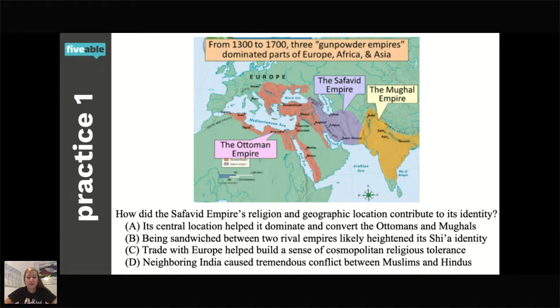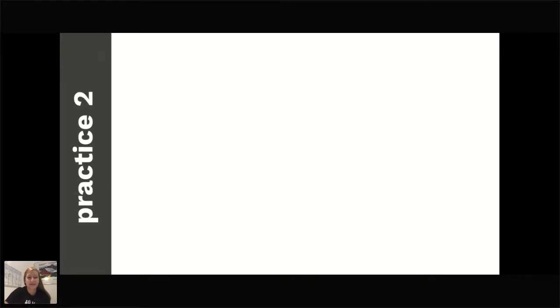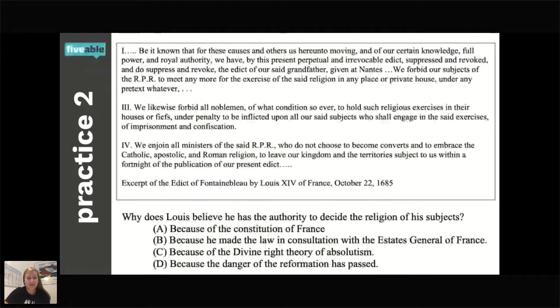Answer to number 1 is B. Being sandwiched between 2 rival empires likely heightened its Shia identity. Next one, we have a big excerpt. I'm going to speed read it. You ready? This is an excerpt from the Edict of Fontainebleau by Louis XIV of France.